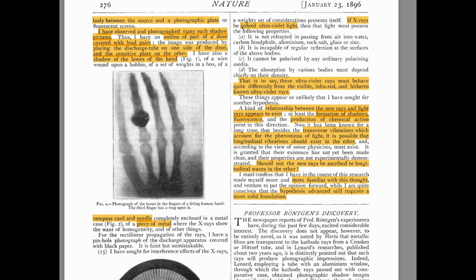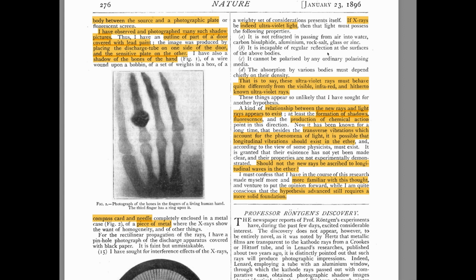If X-rays are indeed ultraviolet lights, then that light must possess the following properties. It is not refracted in passing from air into water, carbon bisulfide, aluminum, rock salt, glass, or zinc. It is incapable of regular reflection at the surfaces of these bodies. It cannot be polarized by any ordinary polarizing media, and the absorption of various bodies must depend chiefly on their density.